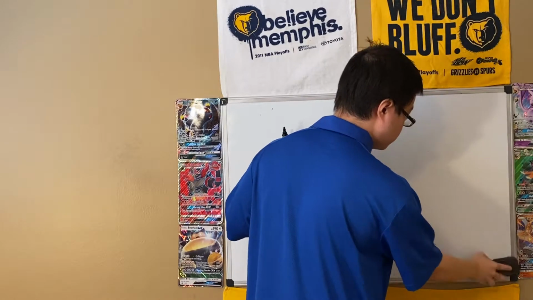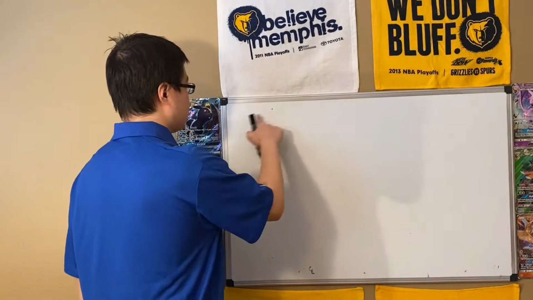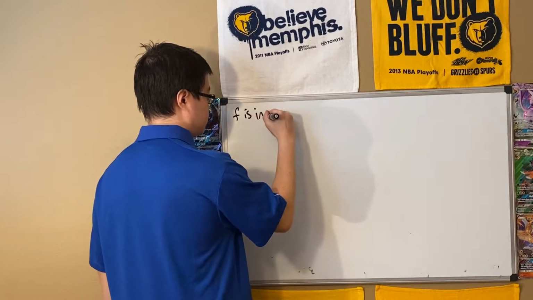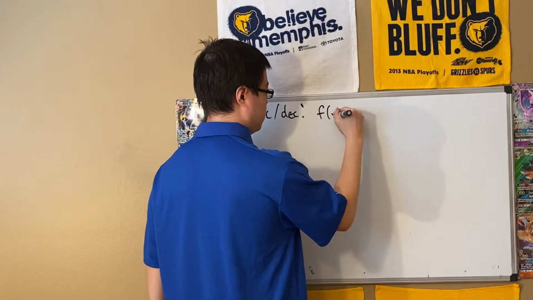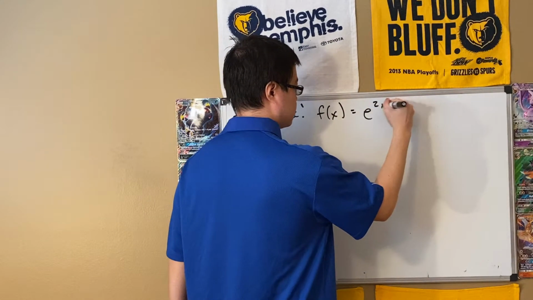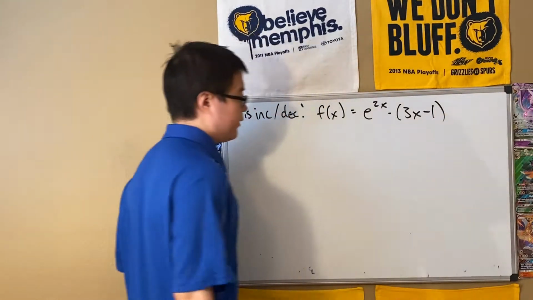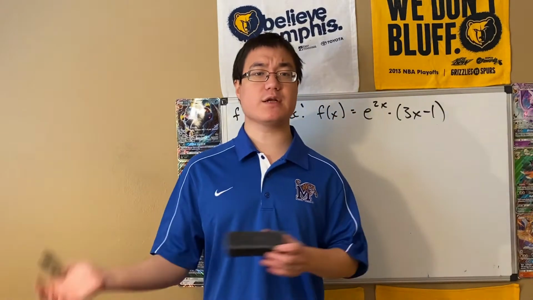So obviously your functions are going to be a little bit more complicated potentially, but it's still the same rules over and over and over again. So my next one is going to be, where's f increasing or decreasing? So let's actually abbreviate this time. And then let's let my function be e to the 2x times 3x minus 1. So this is going to be my next function right here. And again, what we're trying to do is see where f is increasing or decreasing.